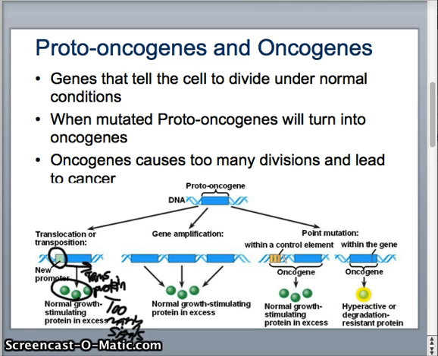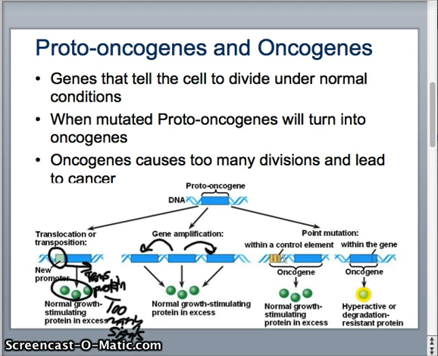Gene amplification. Now, for some reason, this gene got copied. There's a copy, and there's a copy. So now there are 3 of them instead of 1. When the cell goes to make the proteins, it's going to make 3 proteins for every 1. So it's going to happen much faster. It's going to get 3 alarms instead of just 1 alarm. And so, again, the cell is going to divide too fast.